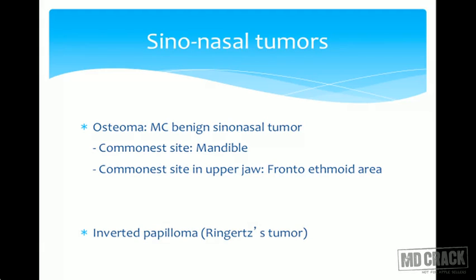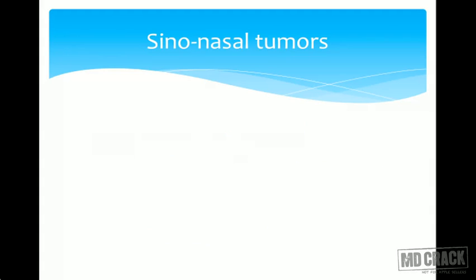Another tumor is inverted papilloma, also known as Ringertz tumor. Why is it known as inverted? Because here the epithelium grows downwards inside into the stroma. So that's why it is known as inverted papilloma. It most commonly affects males, is seen in the lateral nasal wall, and requires complete removal followed by drilling of the bone. This is important for complete removal.